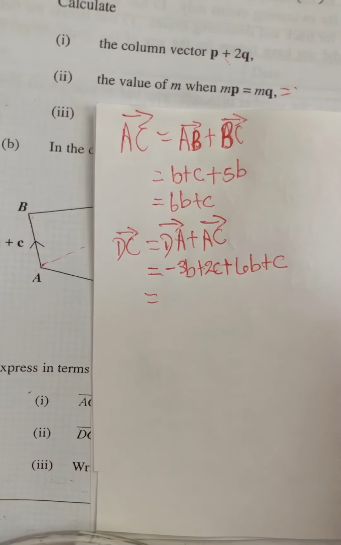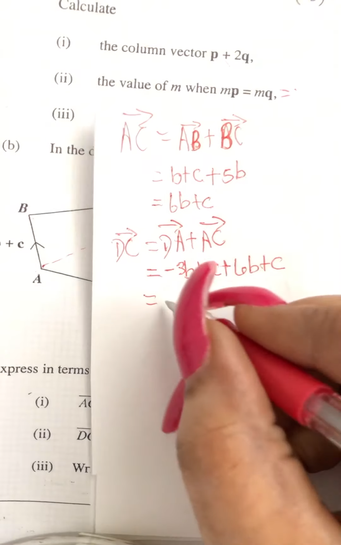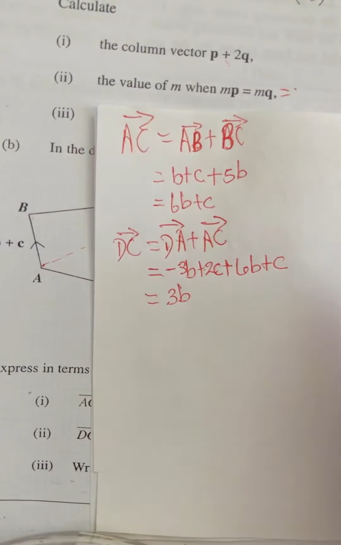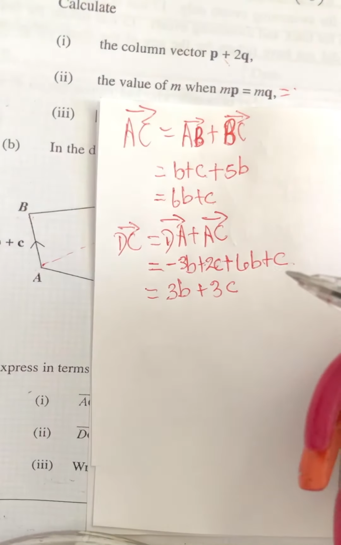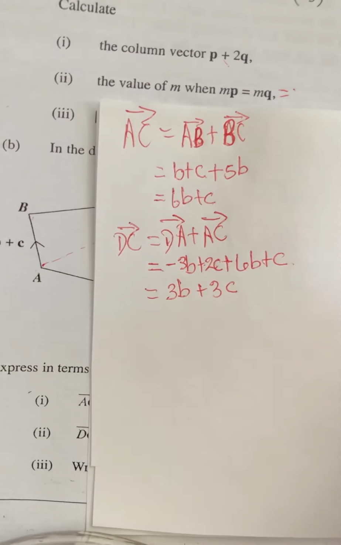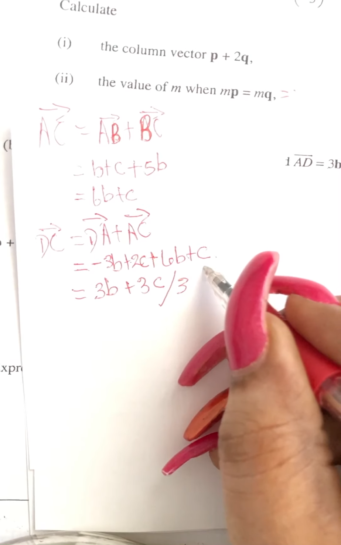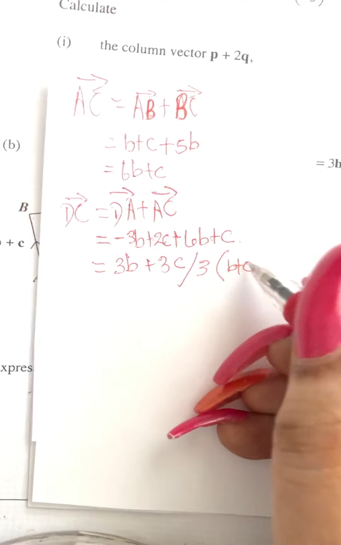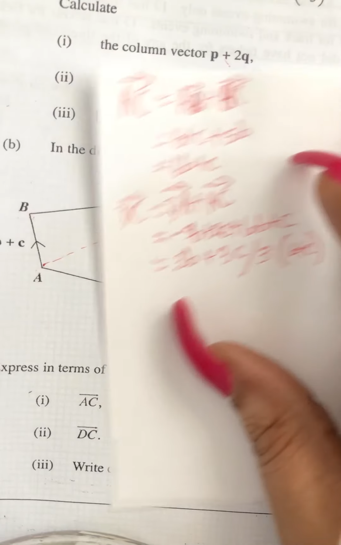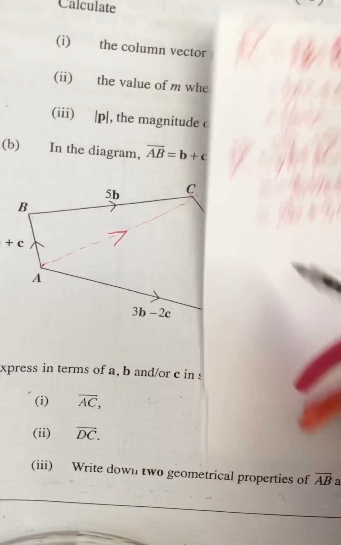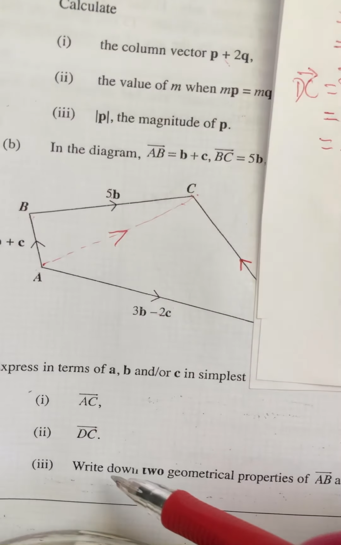All we do now is connect like terms. Negative 3 plus 6 is positive 3, 2C plus C is 3C. Sometimes we leave it like this, and then sometimes they'll say simplify it by factorising, but they really do not subtract your points anyhow. Good. And so we've answered 1, 2. We need to do one more.